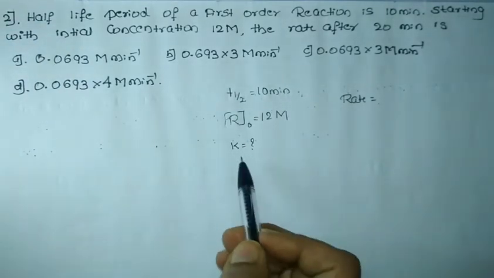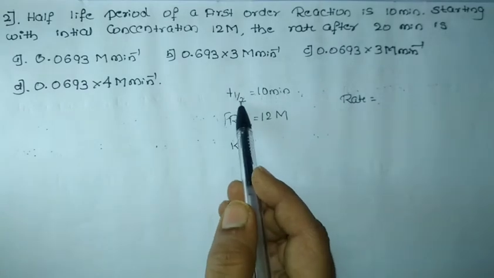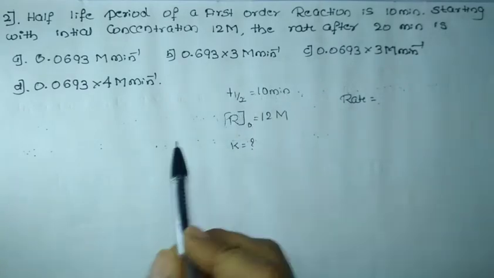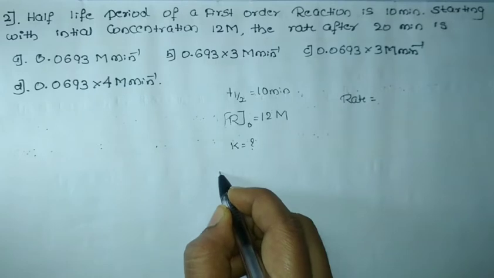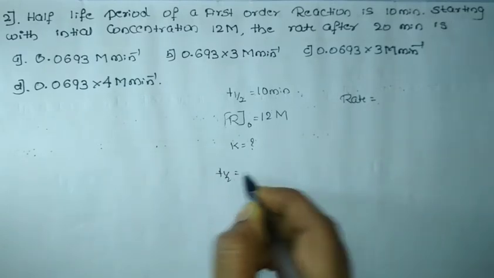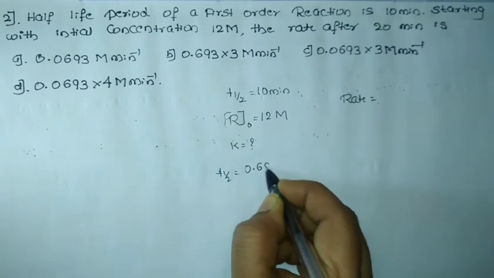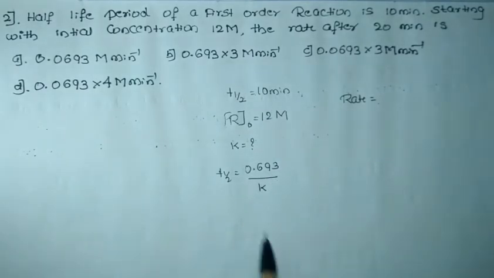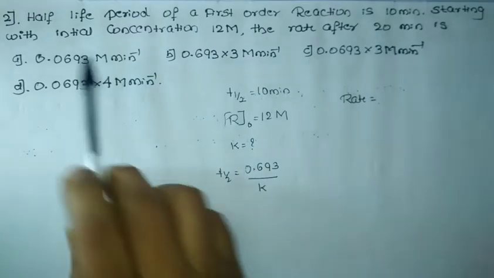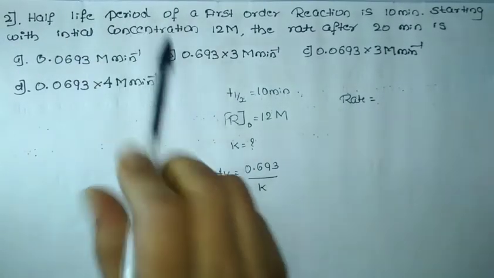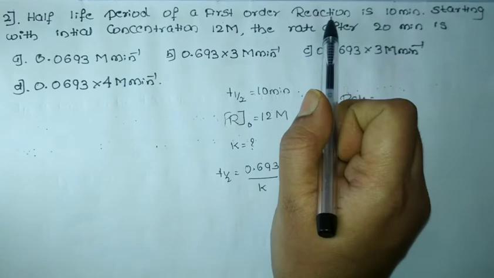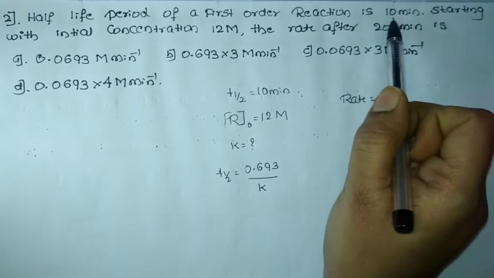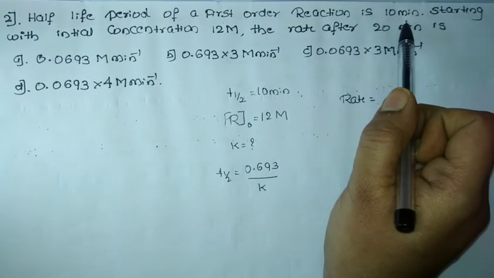Okay, where I have a T half, by using that one, I can find out the K value very easily. What is the formula of a T half? T half is equal to 0.693 by K. This is the formula I have. Why have I taken this one? Only because they have mentioned it is a half-life period of a first order reaction, though they have given 10 minutes as the half-life.